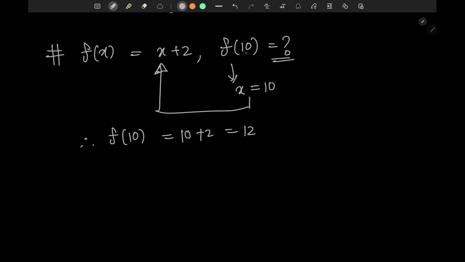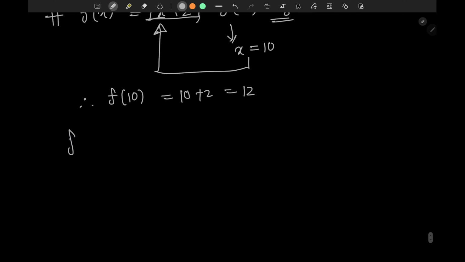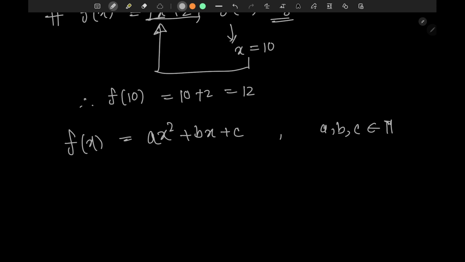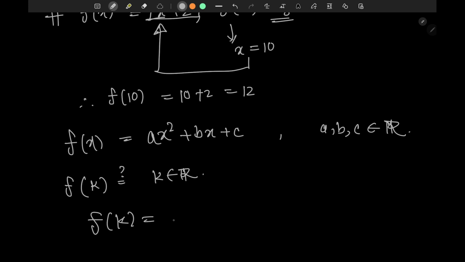So if you see f of 10, you just put x equals to 10 in your function expression over here on the right side. Similarly, if you have f of x, let's say some quadratic function, ax squared plus bx plus c, where a, b, and c belongs to the reals or the real numbers, and I ask you to find what is f of k, where k is some real number as well. You just write f of k is just ak squared plus bk plus c. That's it. That's all you have to do.